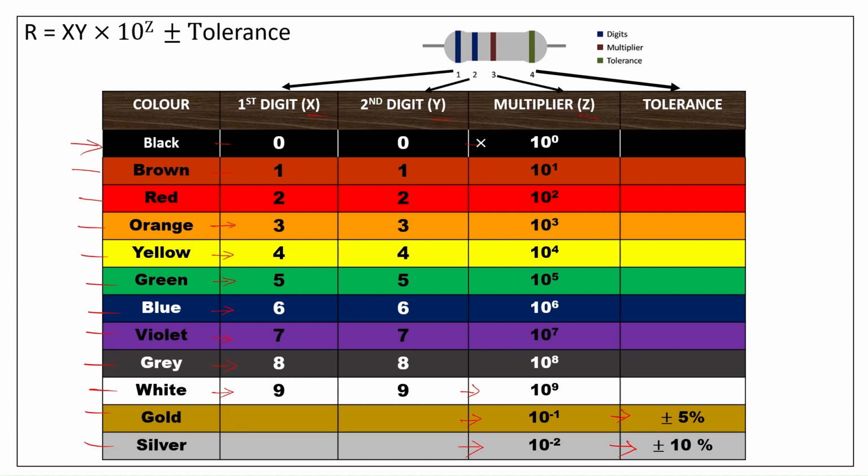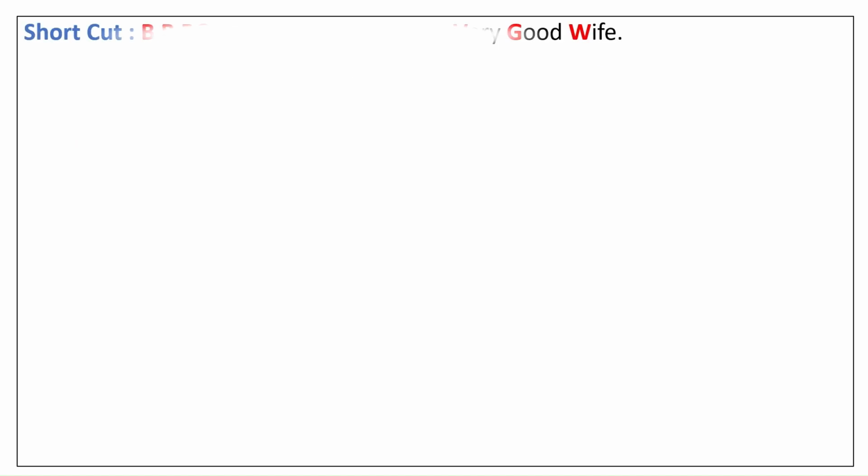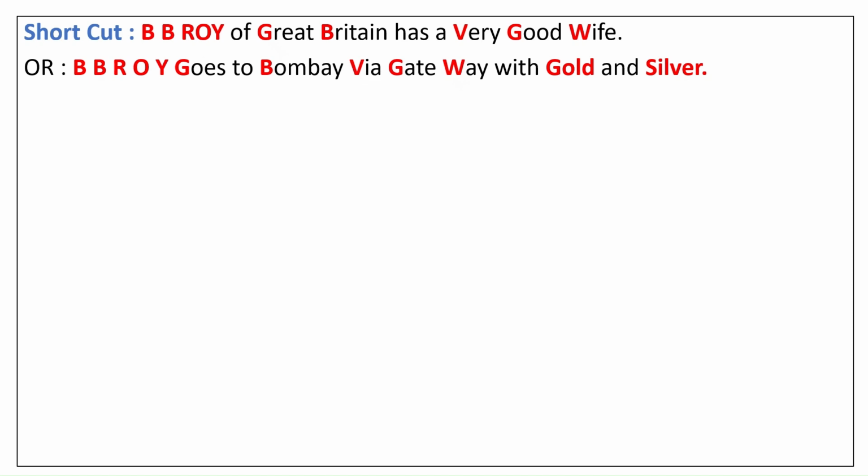If you cannot remember all these colors, this shortcut trick helps you to remember. That is, B.B. Roy of Great Britain has a very good wife. Or, one more you can use: B.B. Roy goes to Bombay via gateway with gold and silver. Here the first letter of each word indicates the first letter of each color. That is, B for black, B for brown, R for red, O for orange, Y for yellow, G for green, B for blue, V for violet, G for gray, W for white.